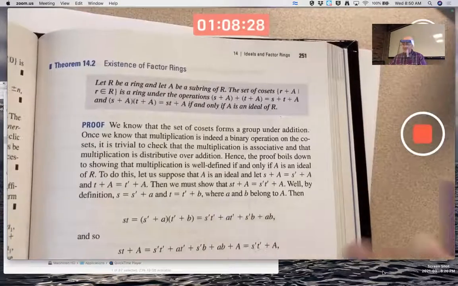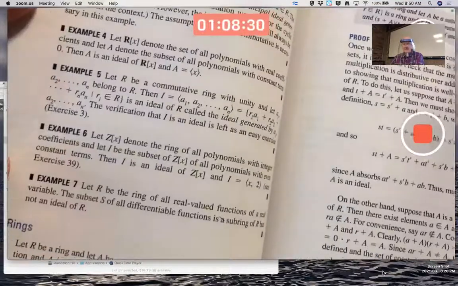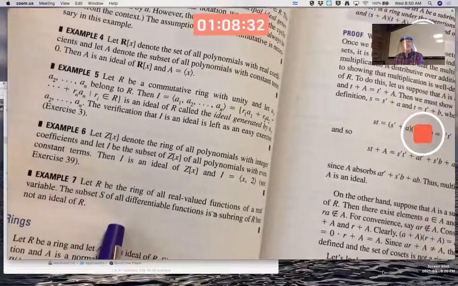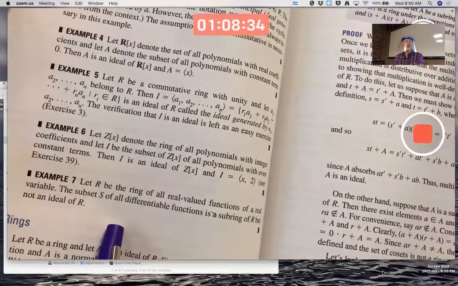Are there subrings that are not ideals? Well, yes, there are. Example 7 provides one example of a subring that's not an ideal. I'll let you think about that.